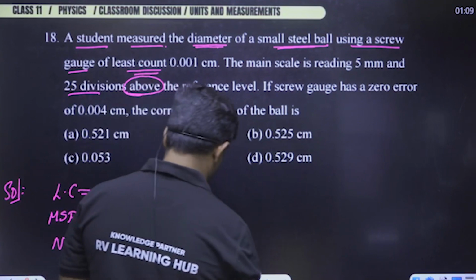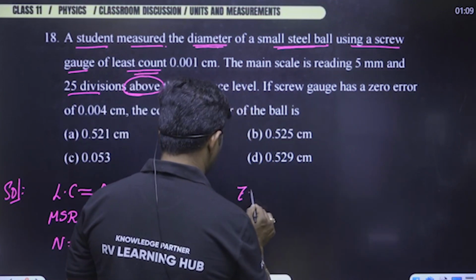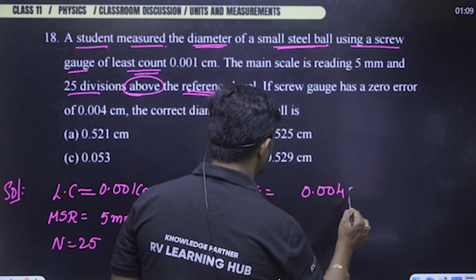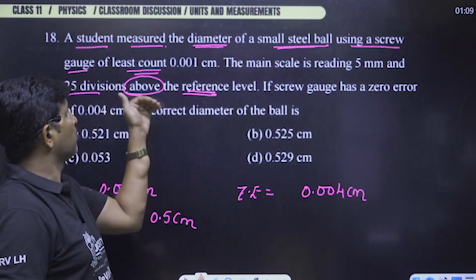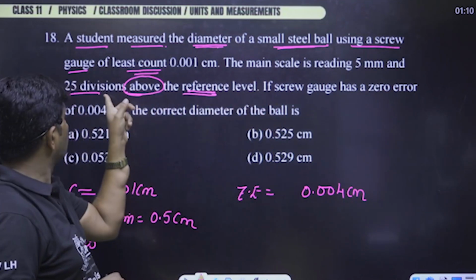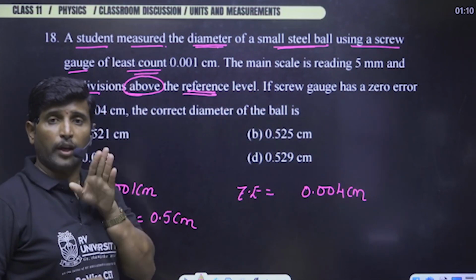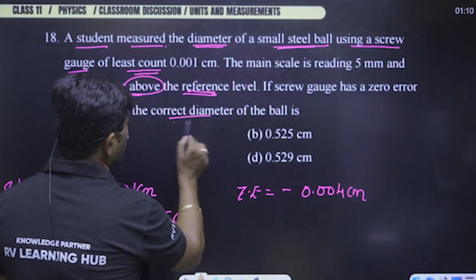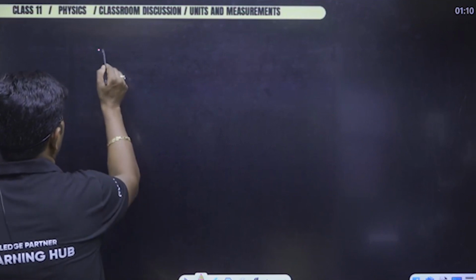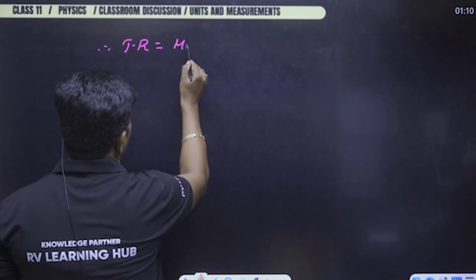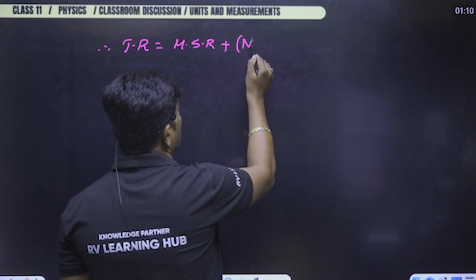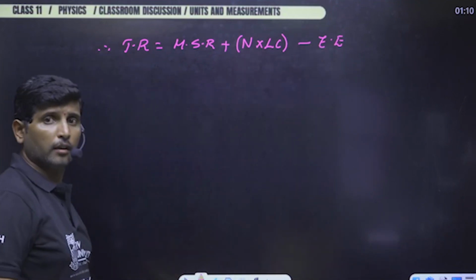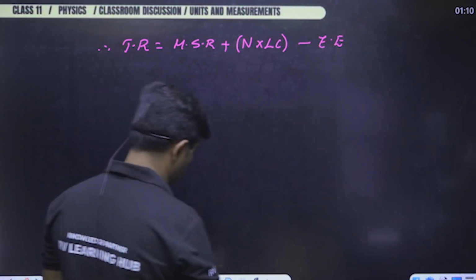If the screw gauge has the zero error equal to how much? 0.004 centimeter. Since the main scale is lying 25 divisions above the reference level, we can say it is a negative zero error. Then they're asking what is the correct diameter. So see here, true reading is always equals to main scale reading plus the number of divisions into least count minus zero error. This is the formula we have to follow.